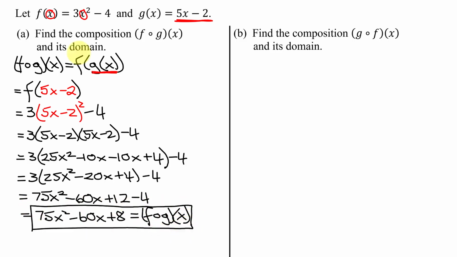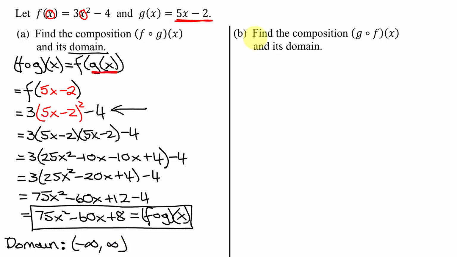And now I need to find its domain. To find the domain, we always look at the unsimplified version of the function. That is this step here. Well, this is just a polynomial. There are no x's in the denominator. There are no x's under an even index radical. So what is the domain of every single polynomial? It's all real numbers, otherwise known as negative infinity to positive infinity.